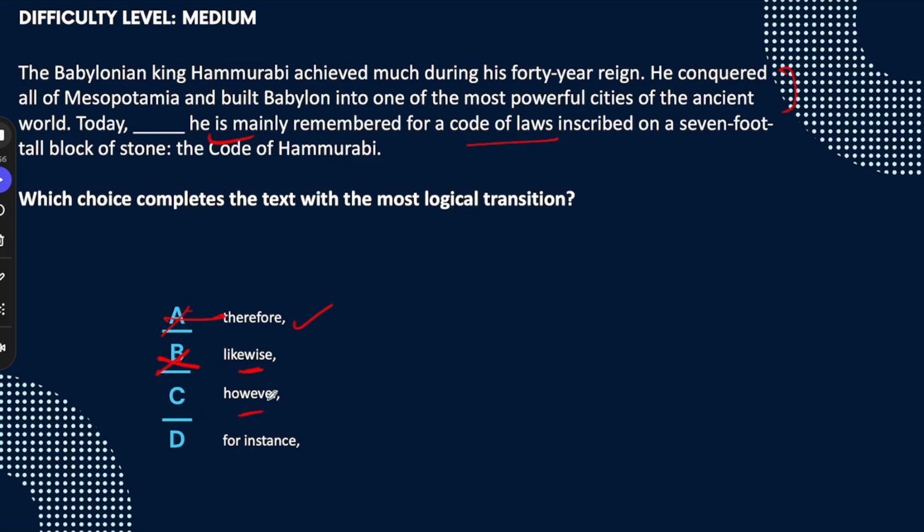C says, however, which I like because that's the relationship between the two sentences. They are contradicting. Ideally, this person should be known for all that he conquered, all that he built, but this person is mainly remembered for these code of laws. So very clearly C makes sense, and D, for instance, is used for example. There's no example given in these sentences. There's no such relationship, so D is as well out. And you're left with C. That's the correct option.